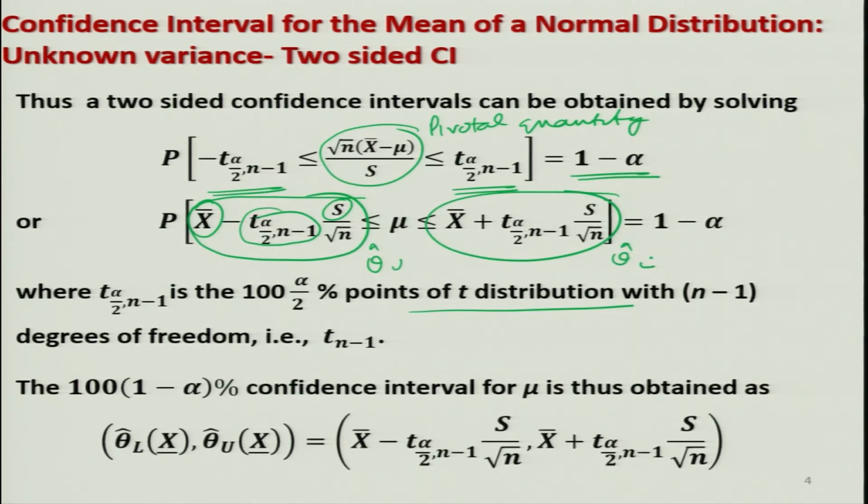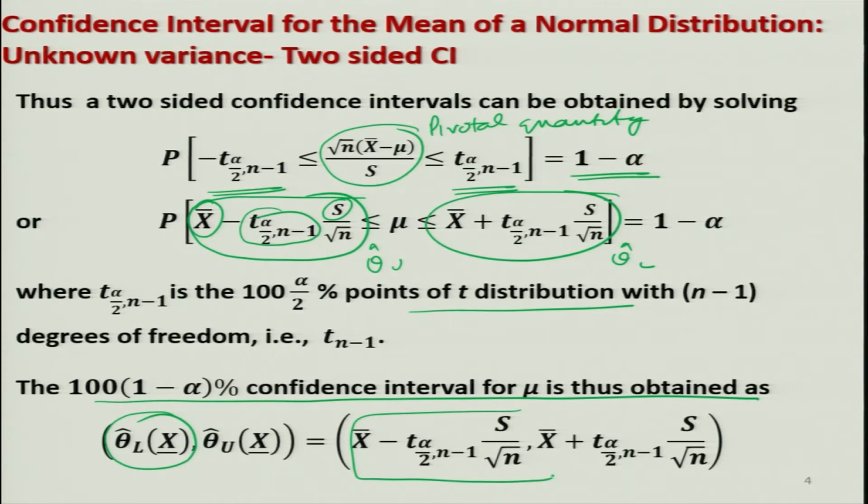So, I can write down here that the 100(1 minus alpha)% confidence interval for mu in such a case is obtained as theta hat L, the lower limit of the interval, which is x bar minus t alpha by 2, n minus 1, times s by root n, and the upper limit is theta hat U, which depends on x1, x2, ..., xn. This is given by x bar plus t alpha by 2, n minus 1, times s by root n.